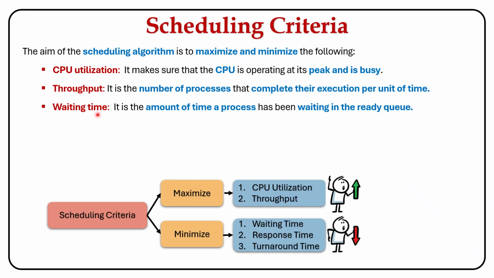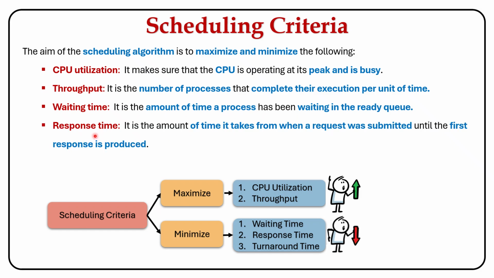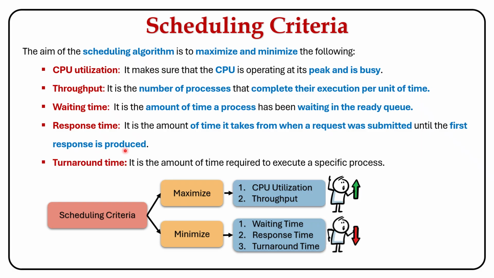Next, waiting time. It is the amount of time a process has been waiting in the ready queue. Response time is the amount of time it takes from when a request was submitted until the first response is produced. Finally, turnaround time. It is the amount of time required to execute a specific process.